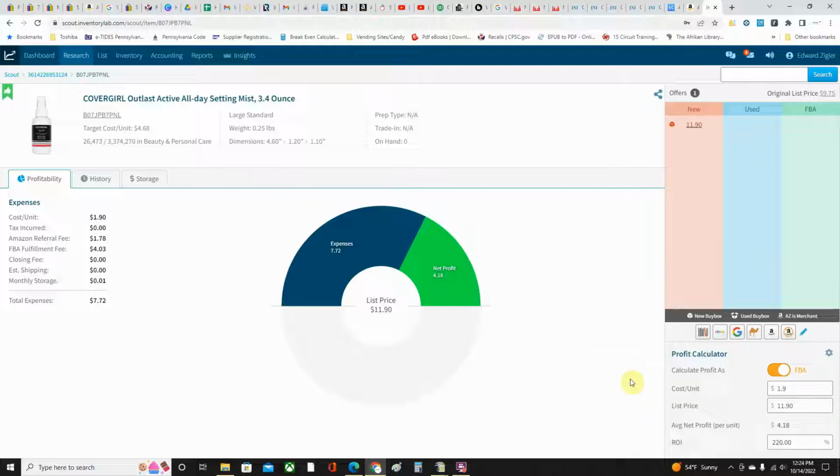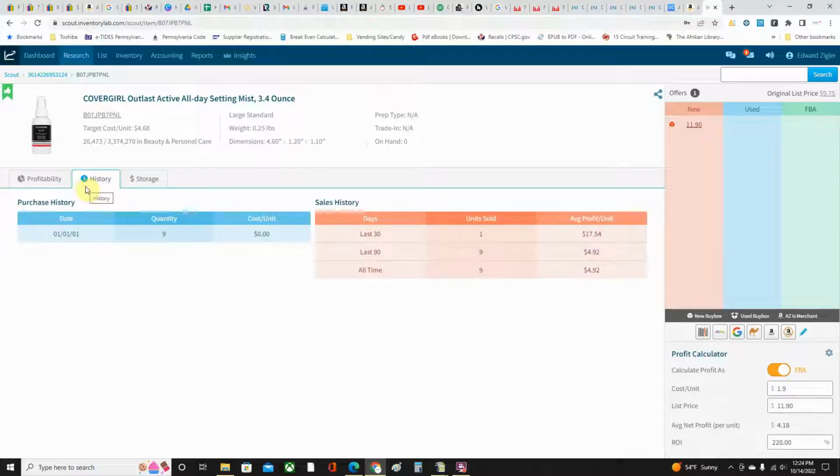So if I sold this FBM for $11.90, same price as the merchant fulfilled listing, and at a buy cost of $1.90, I'll be looking at a net profit of $4.18. Right over here on your left, it'll give you a cost breakdown. Okay, and it shows you your total expenses.